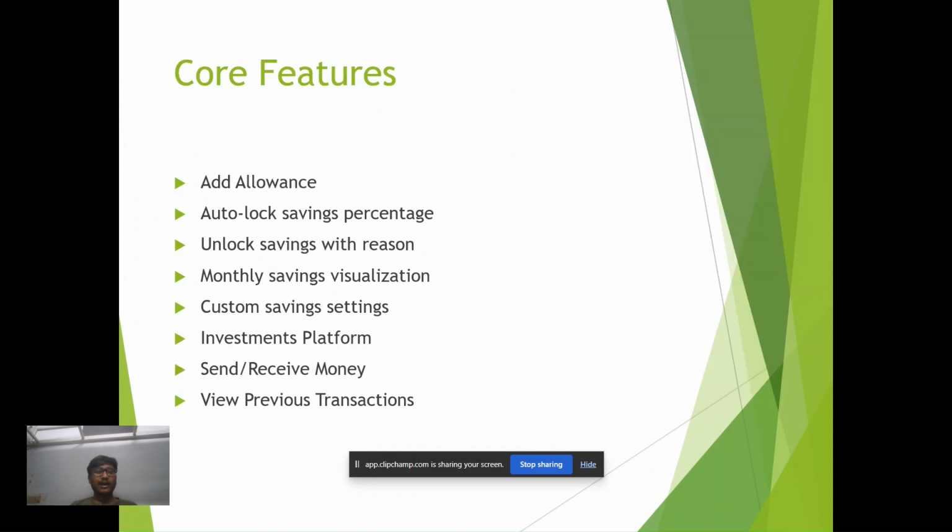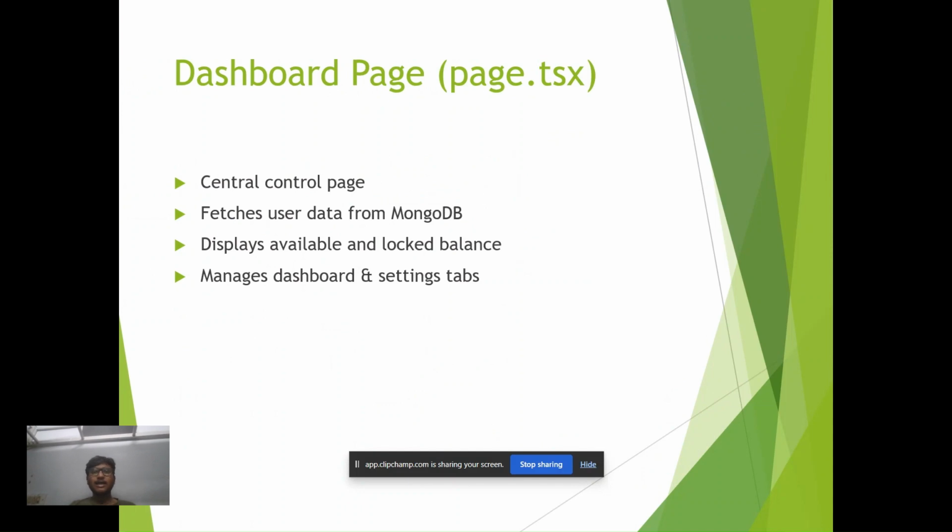Our core features are adding allowances, auto-locking savings percentage, unlocking savings, monthly savings visualizations, custom saving settings, investment platforms, sending and receiving money, and viewing previous transactions. The dashboard page, the main page, is the central control page. It fetches user data from MongoDB, it displays available and logged balance, and manages dashboard and settings tabs.